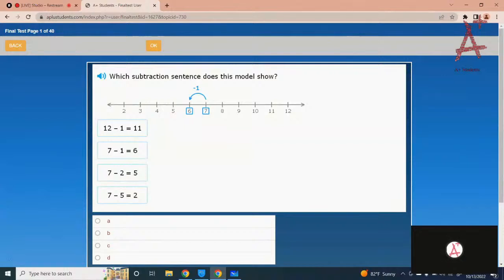Got it? You started from 7, you move back one time, and that means you are on the 6. So 7 subtract 1 equals 6. Got it? So which option is the correct one? Yes, this one. 7 subtract 1 equals 6 because the numbers involved are 7, 1 and 6. So option B is the correct one. Select the correct option and click on the OK button.